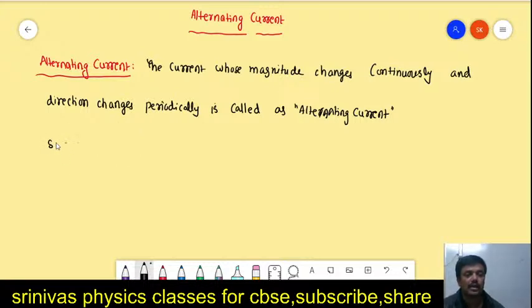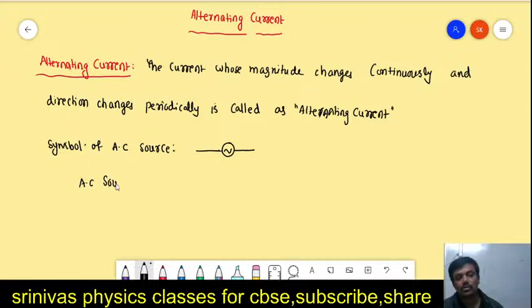The symbol of the AC source. What is the symbol of AC source? Symbol of AC source is this one. Here we should not indicate the positive and negative signs. Why can we not indicate them? These signs change with time. That's why we cannot write any plus or minus for this. And if you want to write the AC source voltage, we can write it like this.